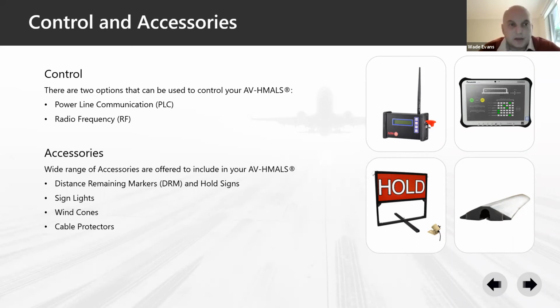So there are really two key communication interfaces we utilise with HMALS. They're RF and PLC. RF being radio frequency, which is illustrated by our RF handheld controller on the left there, and PLC being power line communication. The difference between the two is that RF utilises radio frequencies to do the control, whereas power line communication utilises the AC power sources or the AC long lines with a modulated signal in order to control the fixtures themselves. Now, they're not mutually exclusive.